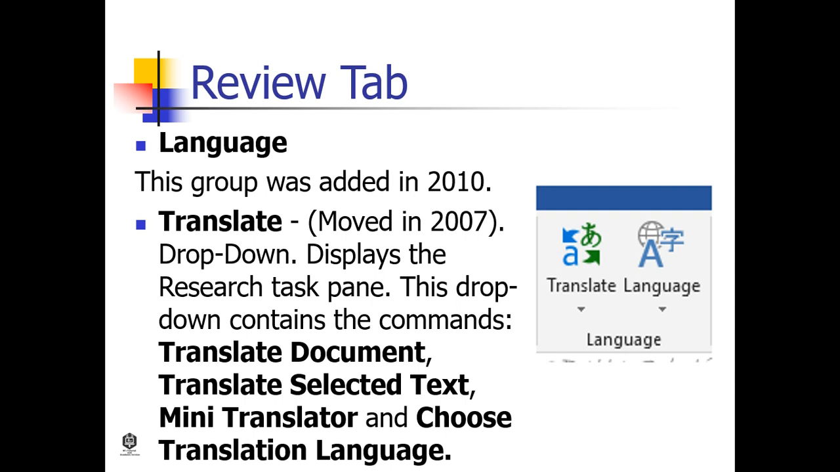The translate, which was moved in 2007, had that drop-down. Displays the research task pane. This drop-down contains the commands translate document, translate selected text, mini translator, and choose translation language.